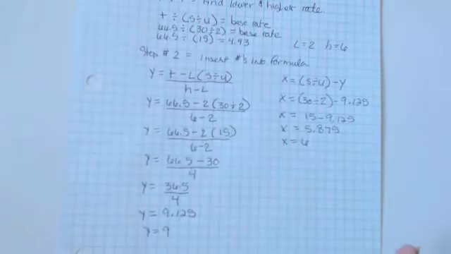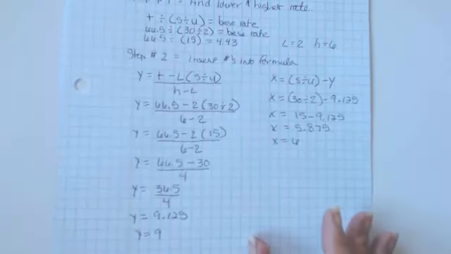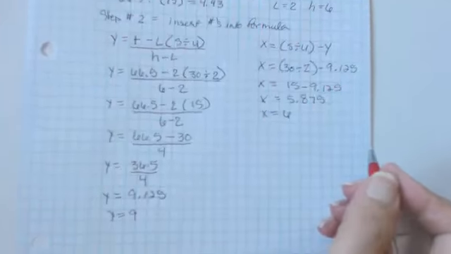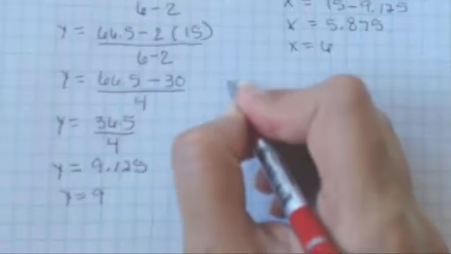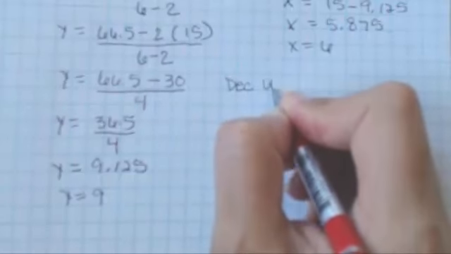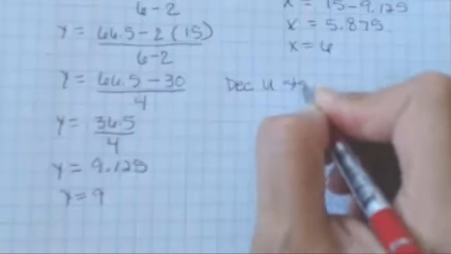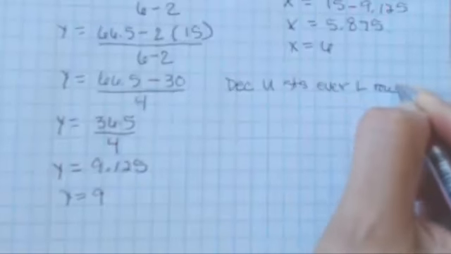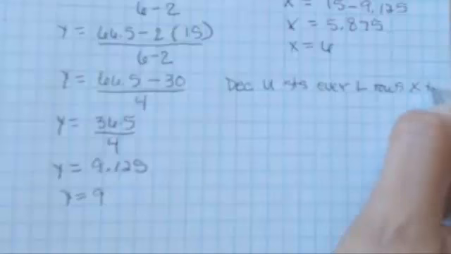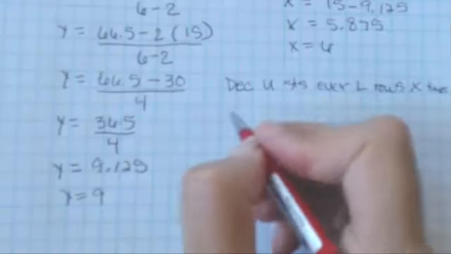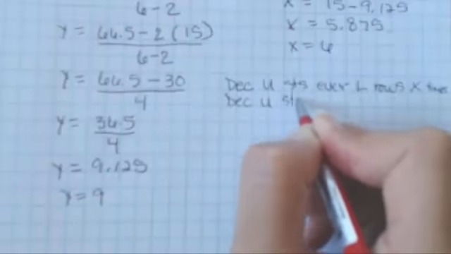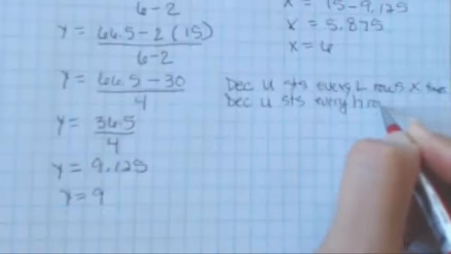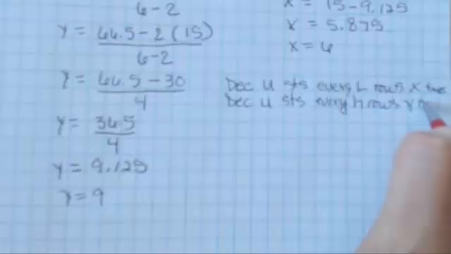But we need to turn it into something that we can understand for knitting. So how do we translate this into knitting? I'm going to translate it for you just now. What we're trying to achieve here is we're going to decrease U stitches every L rows X times. Then we'll decrease U stitches every H rows Y times.